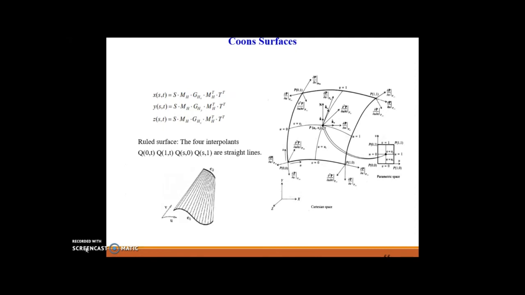Next, let's see the representation of the cone surface. Here, the three coordinates x, y, z are represented by x(s,t) equals S times M_H times G_Hx times M_H transpose times T transpose. y(s,t) equals S times M_H times G_Hy times M_H transpose times T transpose. z(s,t) equals S times M_H times G_Hz times M_H transpose times T transpose. This is an example of a bicubic surface. Here in the ruled surface, the four interpolants Q(0,t), Q(1,t), Q(s,0), Q(s,1) are all straight lines, as we have seen in the figure below.